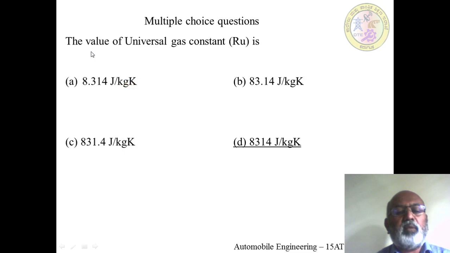Another question. The value of universal gas constant: is it 8.314 J/kg K, second choice 83.14 J/kg K, third choice 831.4 J/kg K, or the fourth choice 8314 J/kg K? The correct answer is 8314 J/kg K. If it is in kilojoules, it will be 8.314.